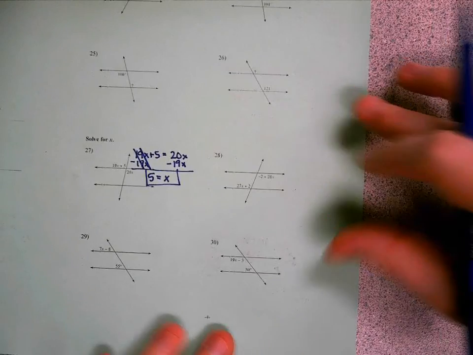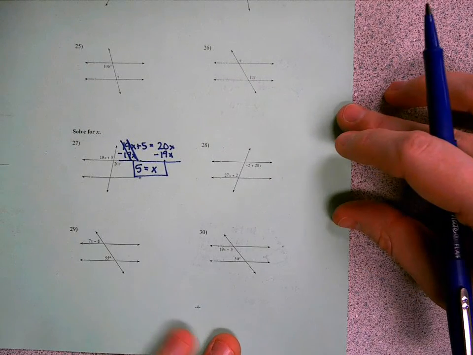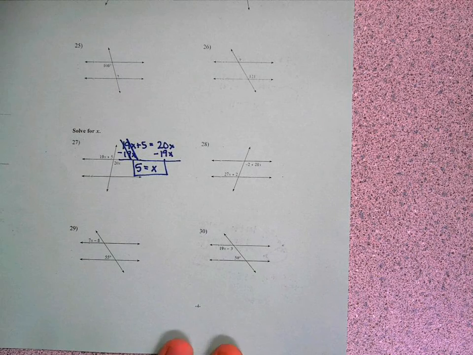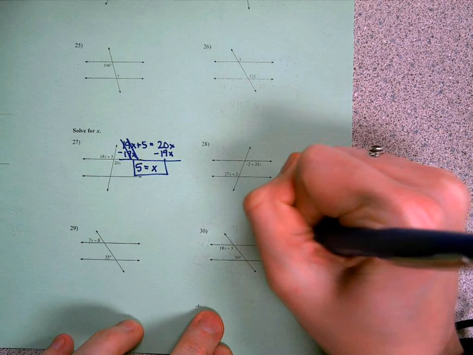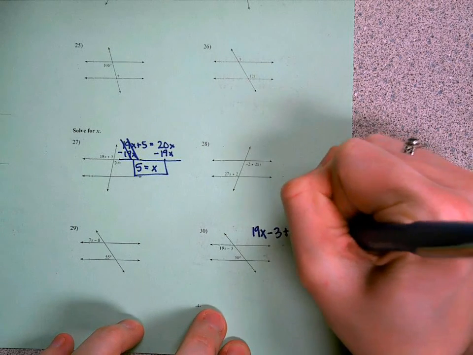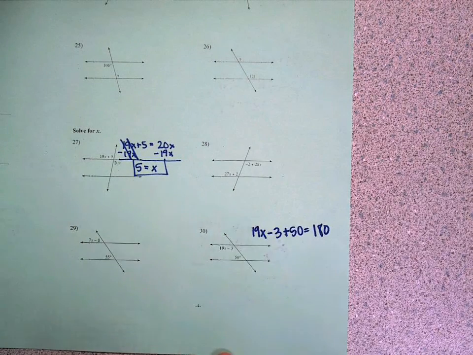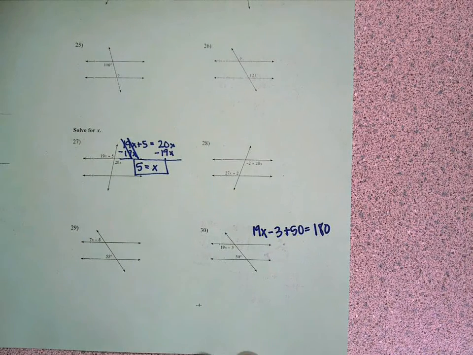And let's do 30. What type of angles are these? Well, they're on the same side and they're inside the parallel lines. So we call these consecutive interior. And remember, consecutive interior add up to 180 degrees. So if we add these two angles together, they'll equal 180 degrees.